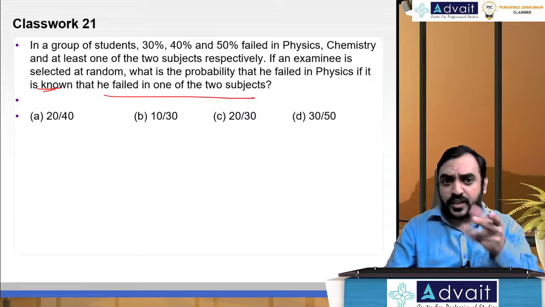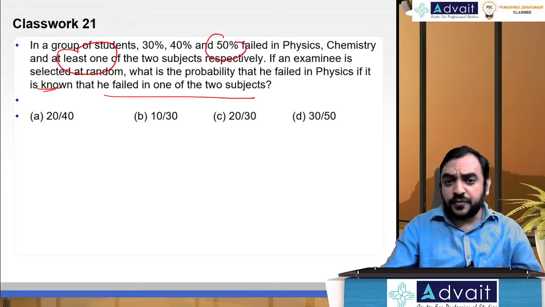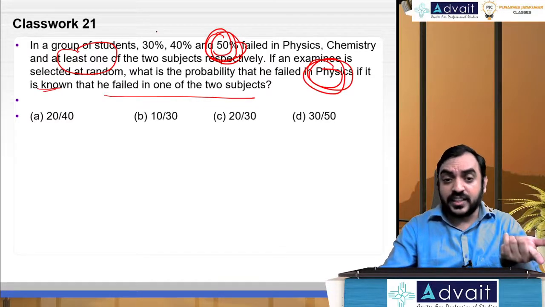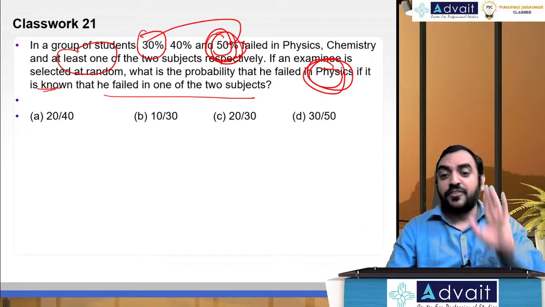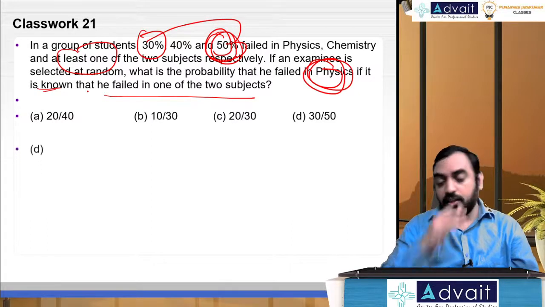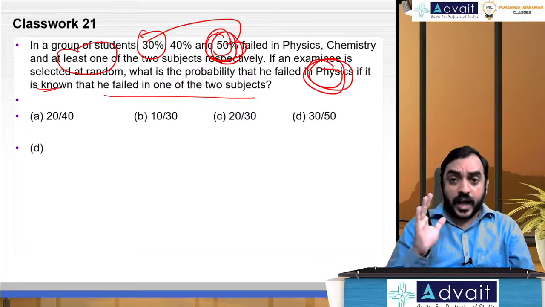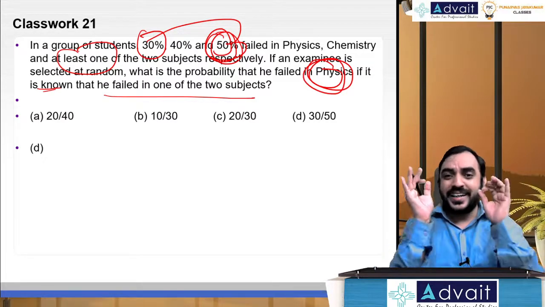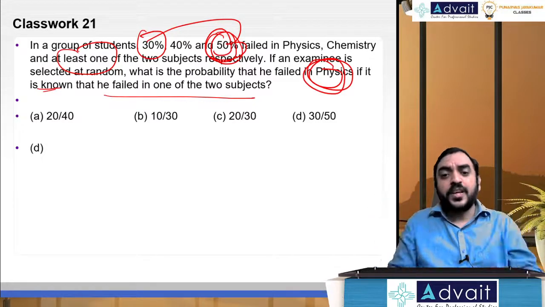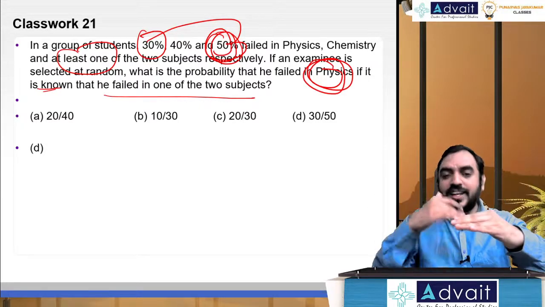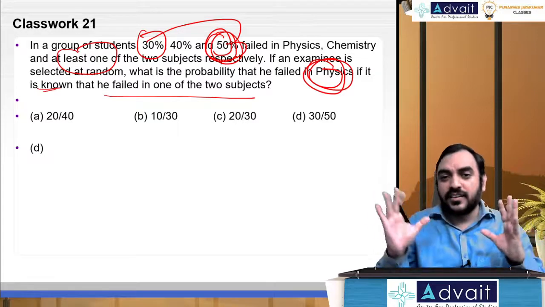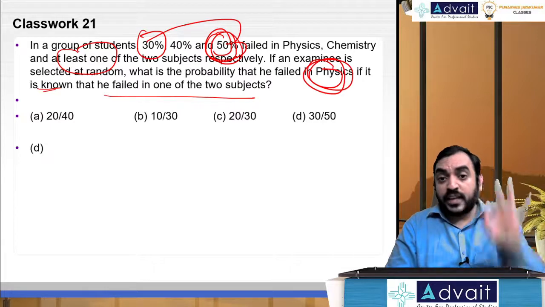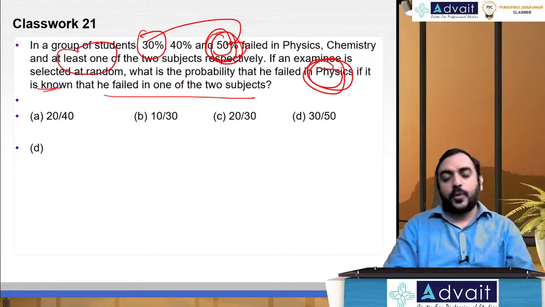Given that he failed in at least one of the two subjects, they have given 50% already. Out of 50, how many failed in physics? Physics is 30. So 30 by 50. Answer is option D, 30 by 50. I hope now you got some confidence in these conditional probability problems. The technique is very simple. Whatever is given, whatever event happened, that should be in the denominator.